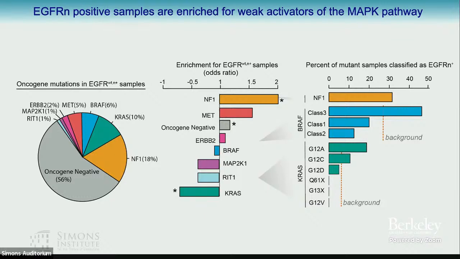So we reason, based on these data, that this is a dual driver situation. In most cancers, you have one strong, blazing driver of tumor growth, and that's the one we all know about and that everyone's looking for. But in these particular cases, what appears to be happening is that you have one weak driver of tumorigenesis, for example an NF1 mutation or a class 3 BRAF mutation, and a second event, which is the activation of the EGFR network. Those two together are sufficient to drive tumorigenesis.